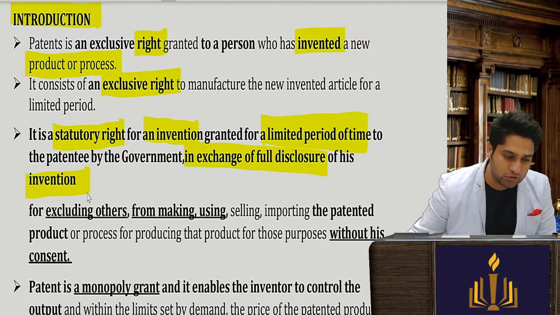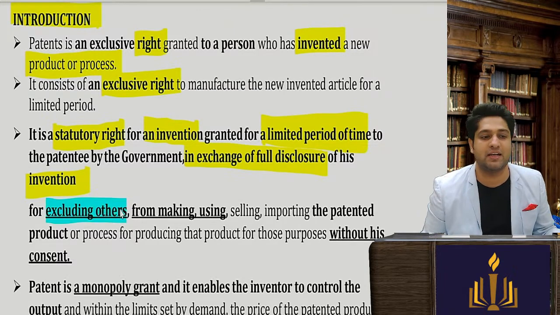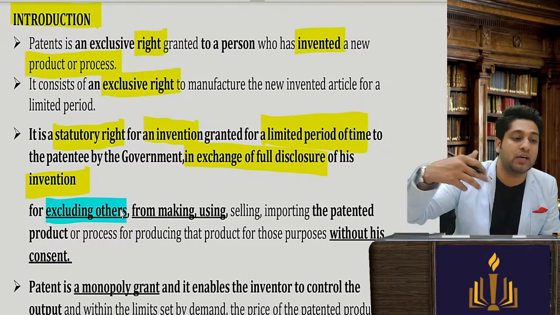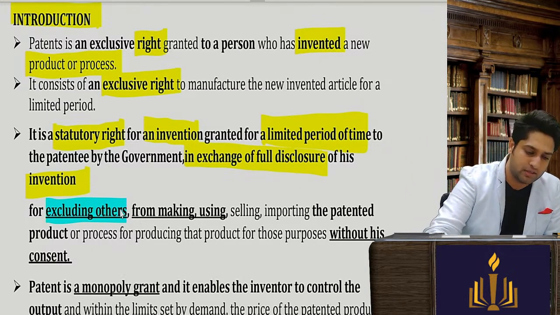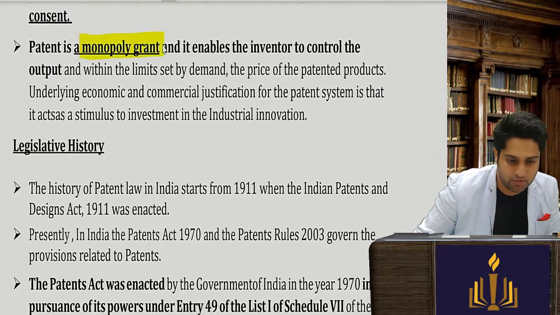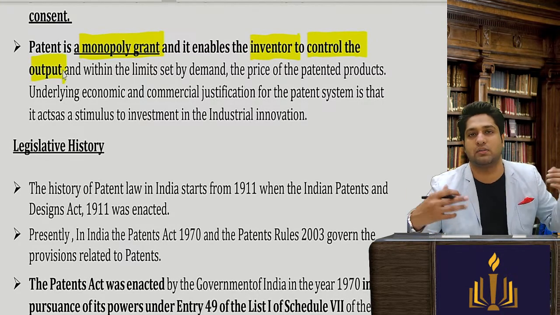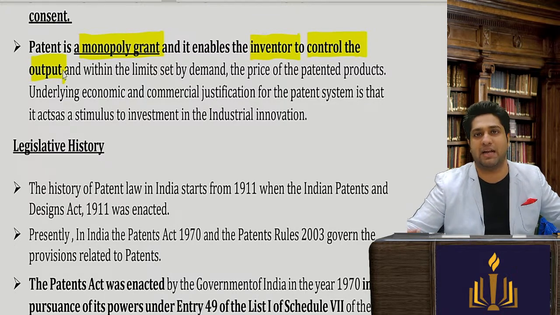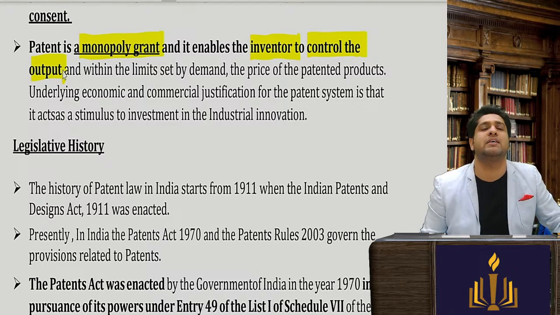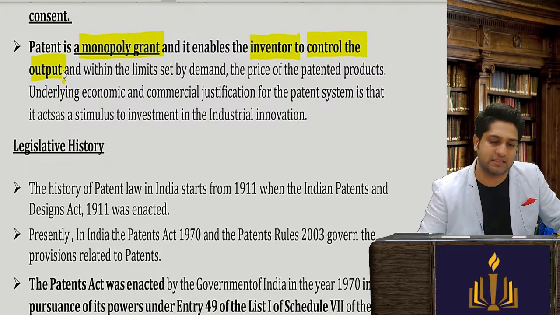Next, you also get a positive right. A positive right is a right to use it yourself, and a negative right you also get. A negative right is to exclude others from using it without your consent. So it is a monopoly right or a monopoly grant which enables the inventor to control the sale, production, manufacturing, and licensing of the invention. Simple, obviously he has put a lot of effort to invent it. Only then he will get these rights.